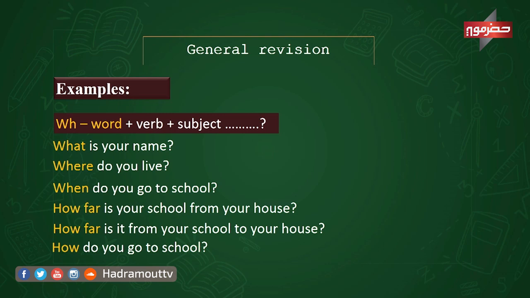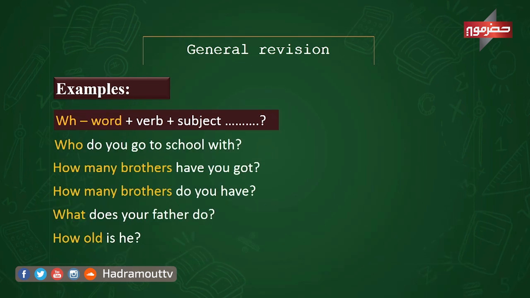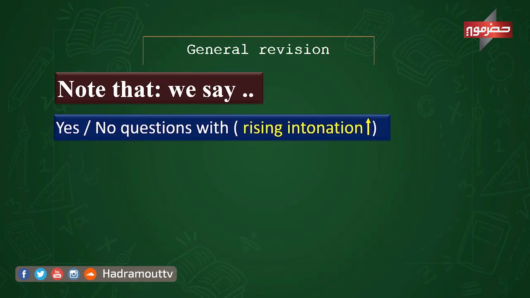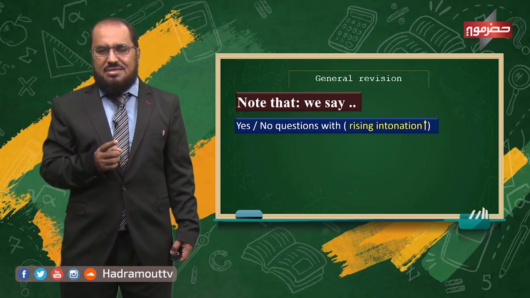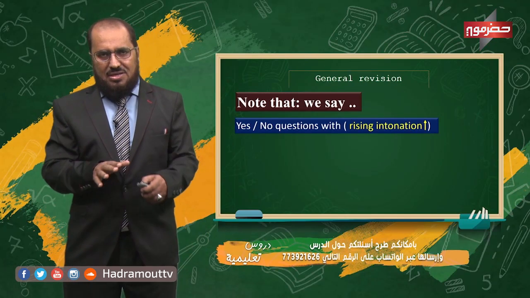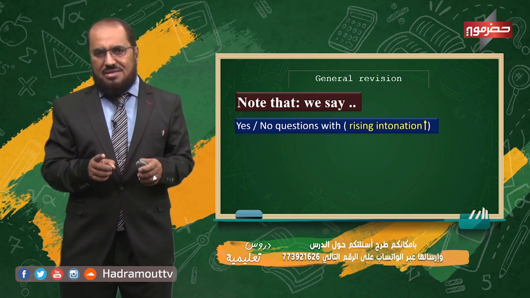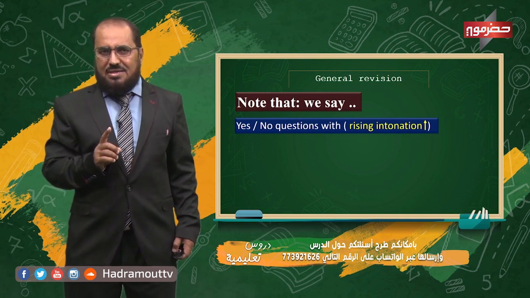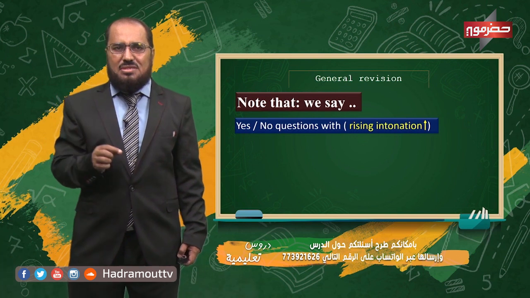How do you go to school? Who do you go with? How many brothers have you got? Or how many brothers do you have? Both are correct. What does your father do? How old is he? Don't forget, there is also a note here, a matter of pronunciation, a matter of speaking. This is what is on your page now, just this topic. That is the yes-no question with a rising intonation. Okay?